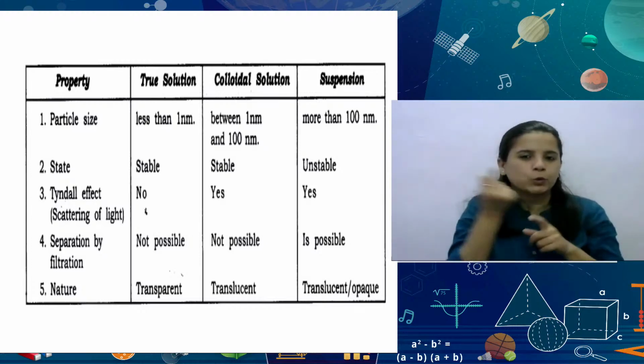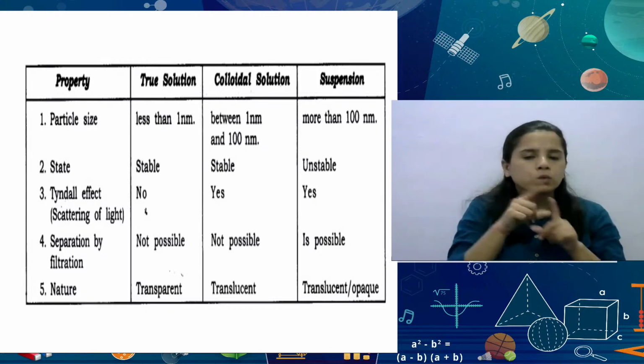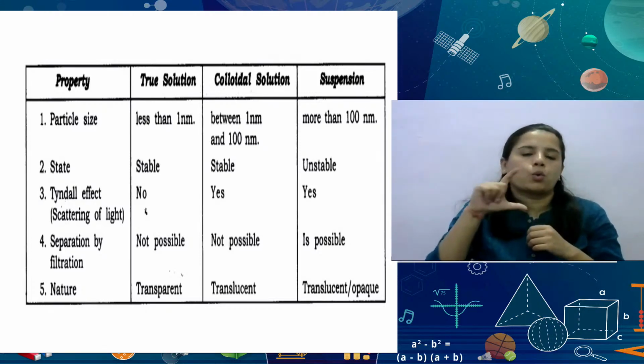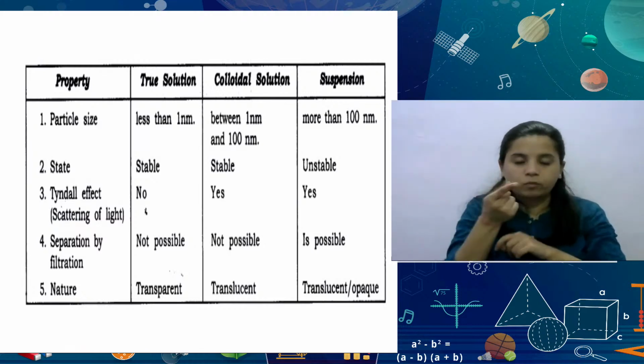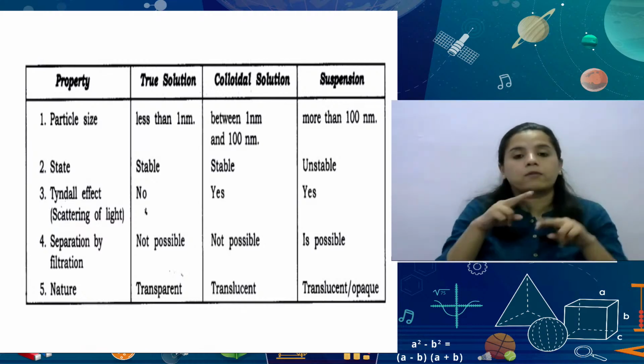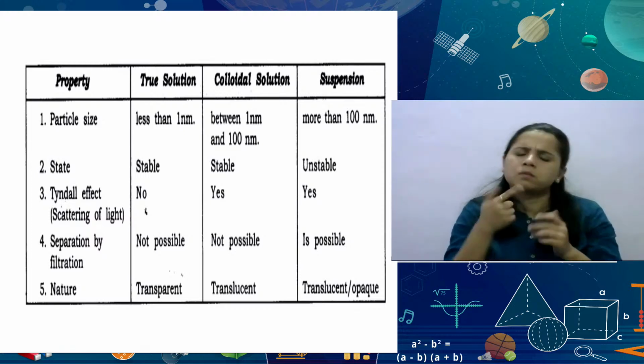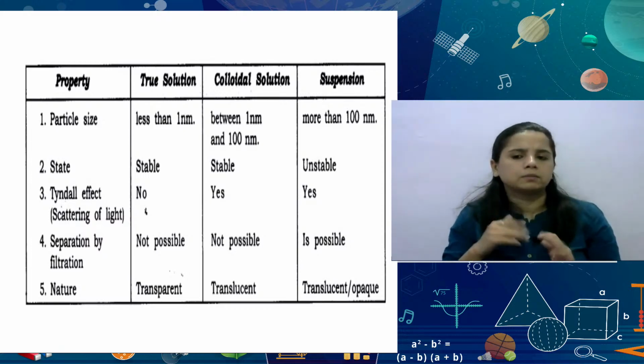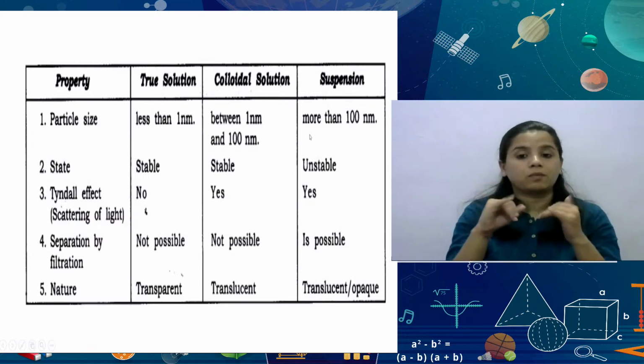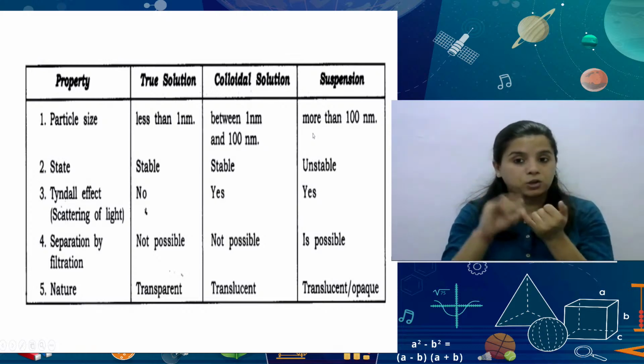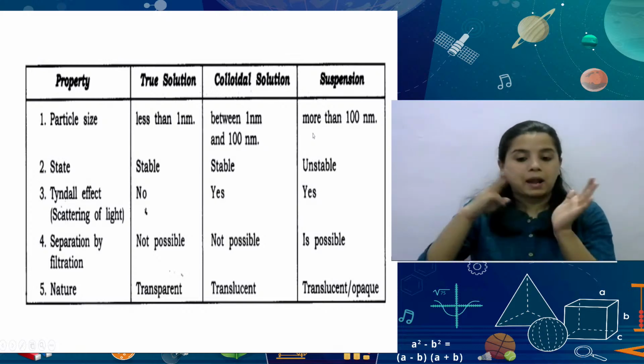Because milk is a colloid, if you want to separate its components with the help of filtration, it is not possible. But centrifugation, of course, is possible. Then comes suspension, where the particles are more than 100 nanometers. So that's how you are able to filter it.